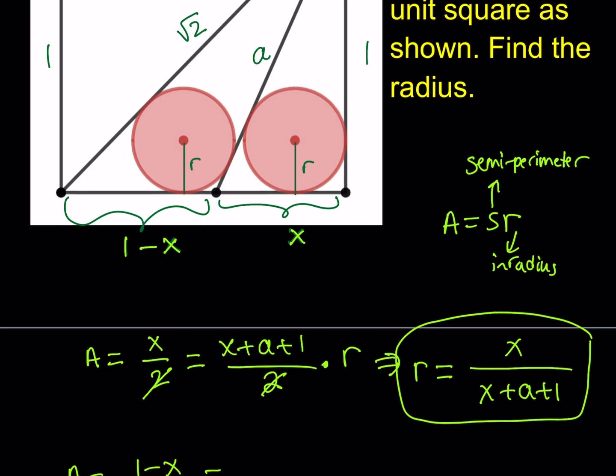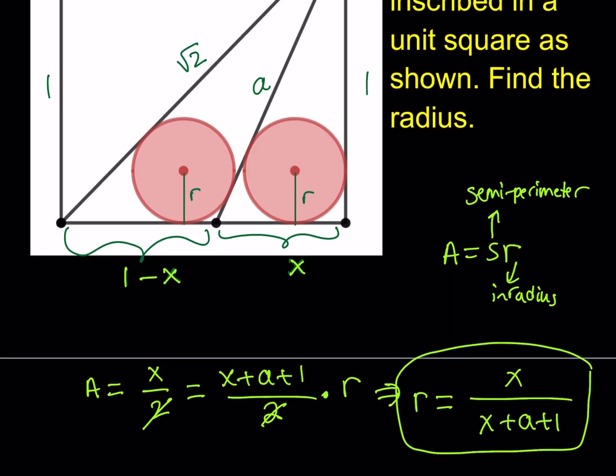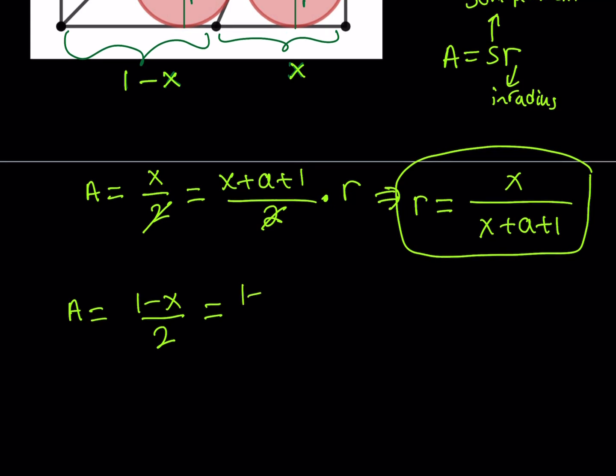The semi-perimeter for the second triangle, which is not a right triangle, it's an obtuse one, right, is going to be what? 1 minus x. We have the 1 minus x, we have the a, and then we have the square root of 2. Awesome. And of course, this is going to be divided by 2 for the semi-perimeter and multiplied by r, same way. 2 cancels out, so we have a similar story.